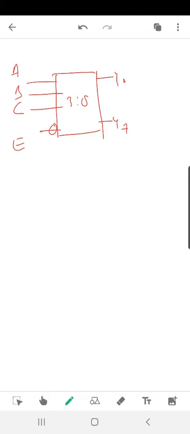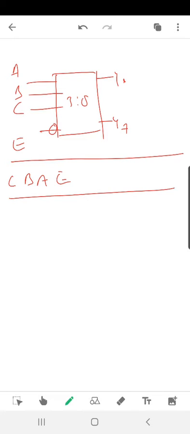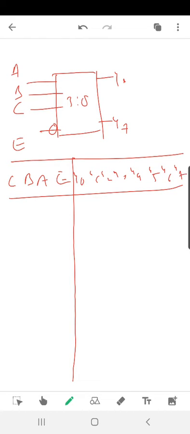Since it is active low, it means the value of only one output will be 0 and all other outputs remain at 1 in our active low decoder function table. So to draw the function table, we have inputs ABC, then we have enable, and then we have our outputs y0, y1, y2, y3, y4, y5, y6 and then y7.